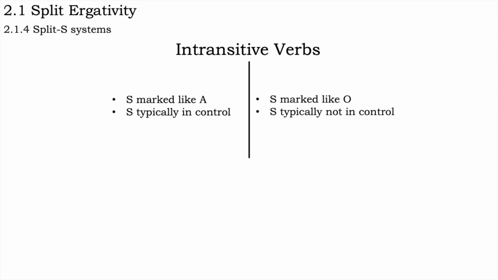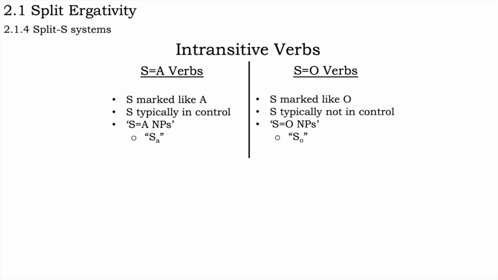I will call the former group S equals A verbs, and the latter group S equals O verbs, and their arguments S equals A NP and S equals O NP, NP meaning noun phrase, which gives four different types of verbal argument, namely A, O, S equals A, and S equals O, although terminology differs. For instance, Dixon calls the verbs and arguments S subscript A and S subscript O instead. Other terms include active for S equals A and stative for S equals O.